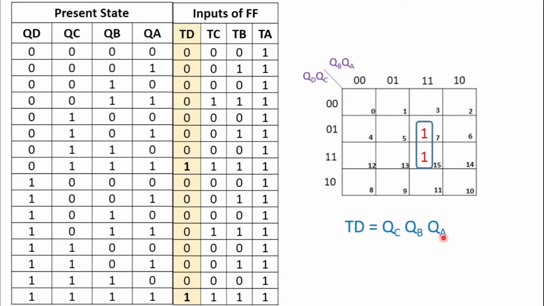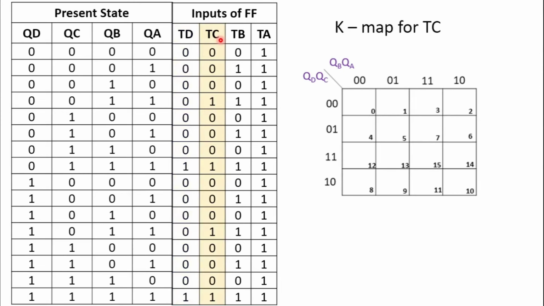Once I have found out the expression of TD, the next step is I will go for the design of the K-map for TC. So I will design the K-map for TC. In case of TC, 1 is written in cell number 3. Similarly, the next one corresponds to cell number 7.